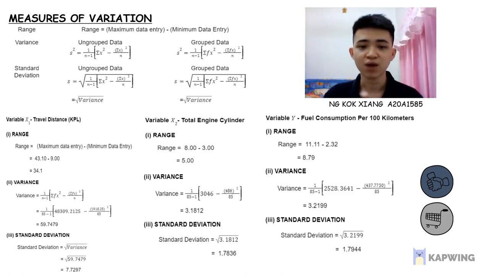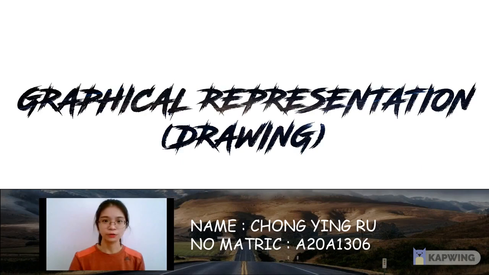They have some difference of sum of x and sum of fx between group data, which is variable x2, and group data, which are variable x1 and variable y. The standard deviation is the square root of the variance. The answer is shown in this slide. That's all for my presentation for the numerical descriptive measure part. Thank you.